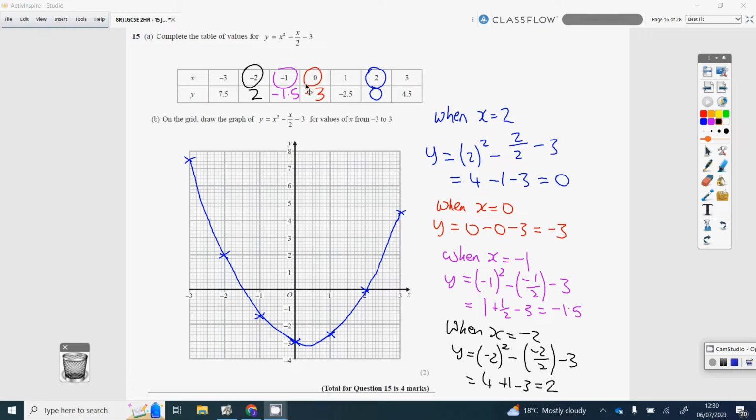Then in red, I'm substituting in x being 0. So 0 in here, 0, take away 0, take away 3 is minus 3. Then I'm going to substitute minus 1 into the formula, which I've done here in purple.